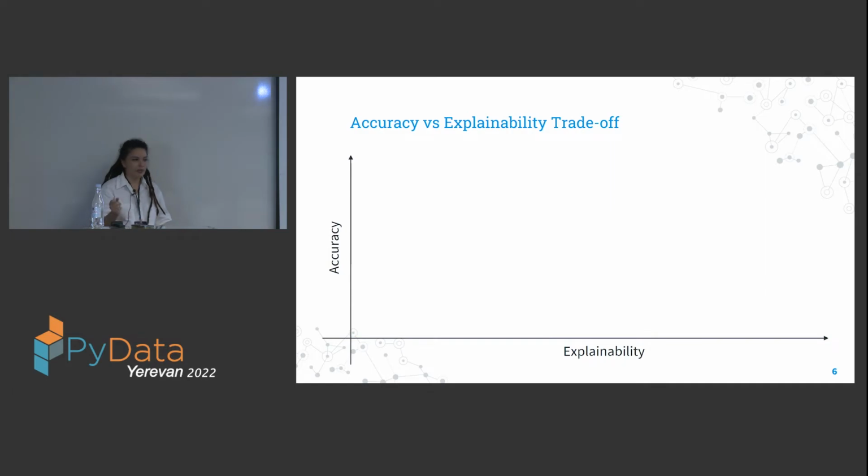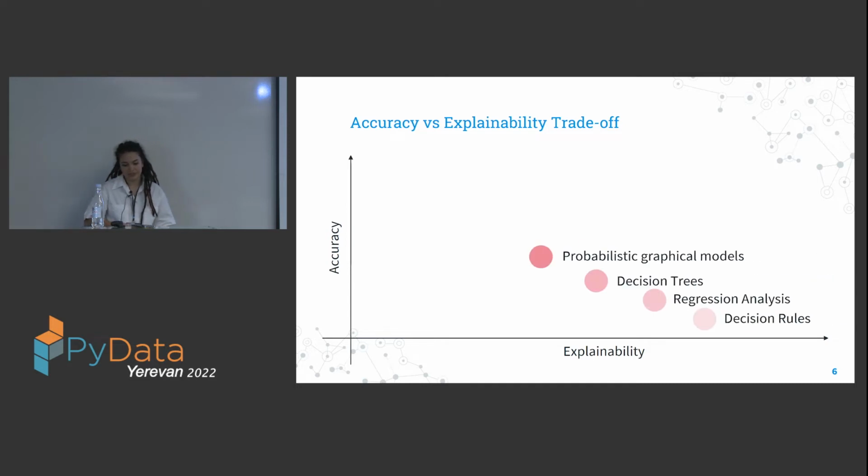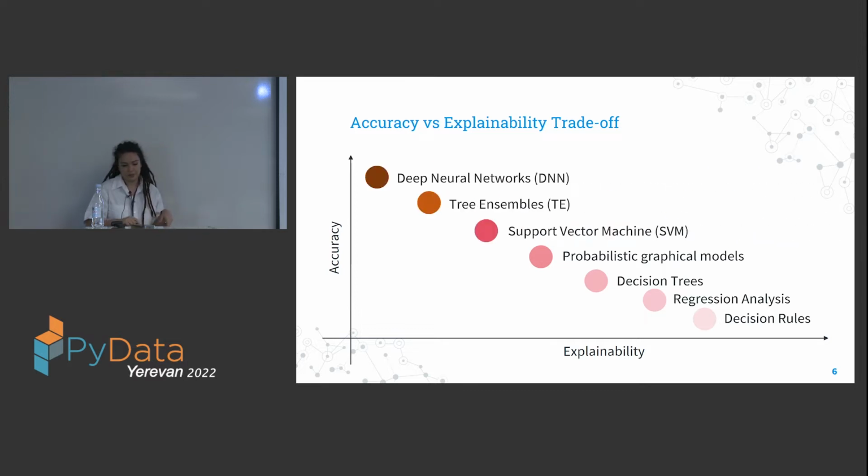So what's the problem with the first solution that I mentioned, which was using the simpler models? When we look at a graph of accuracy and explainability, we can see that these simpler models are on the part of the graph where explainability is high, but usually accuracy is not that high. So there is always a trade-off between accuracy and explainability, and the higher we go to more accurate models, the less explainable they become.